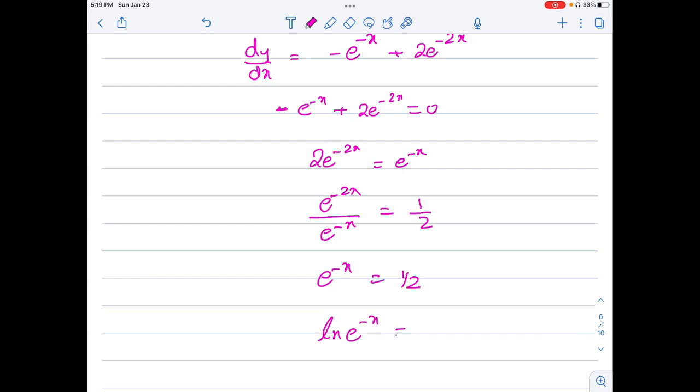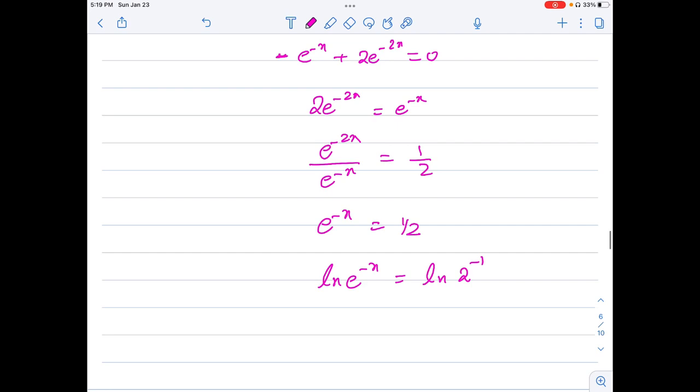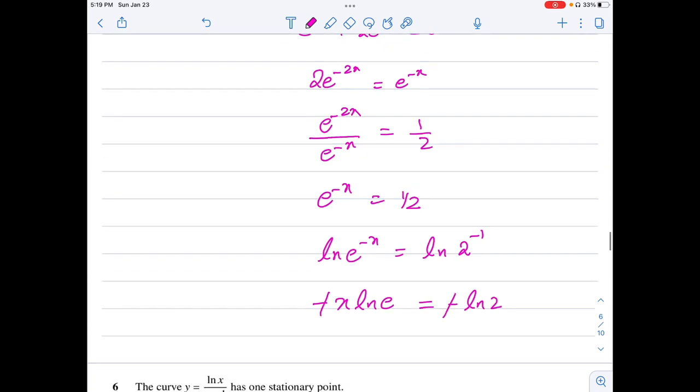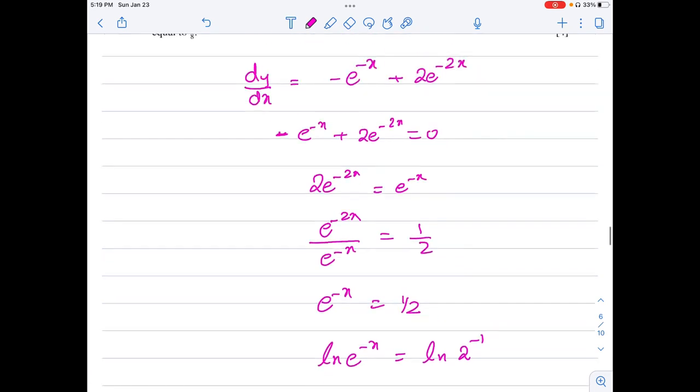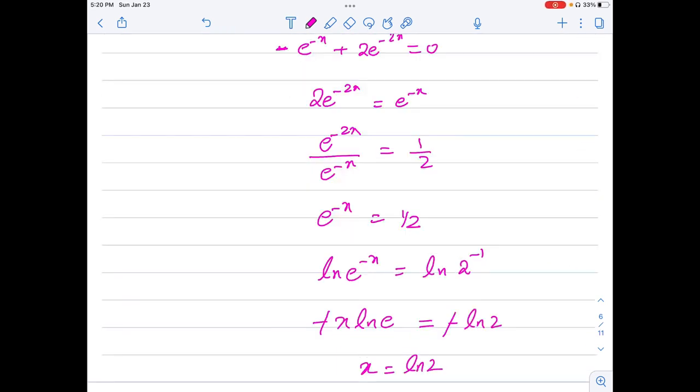So I apply ln on both sides. ln e to the power of minus x is equal to ln 1 upon 2, which can be written as 2 power minus 1. Minus x ln e is equal to minus ln 2. So the minus signs can be cancelled. So x is equal to ln 2, because ln e value is 1. That is the x coordinate of the maximum point.